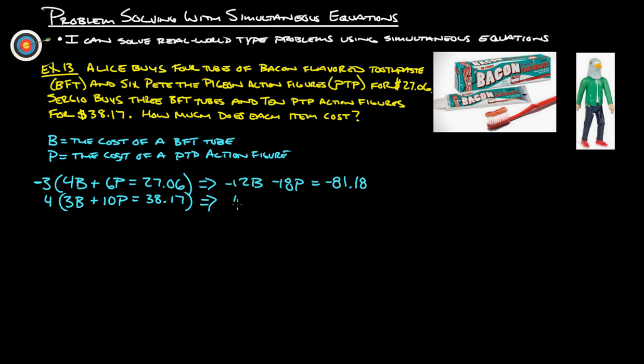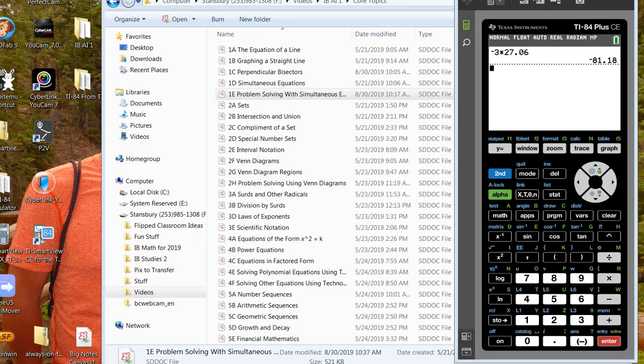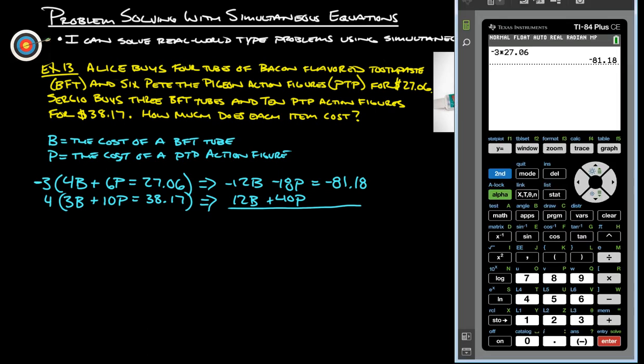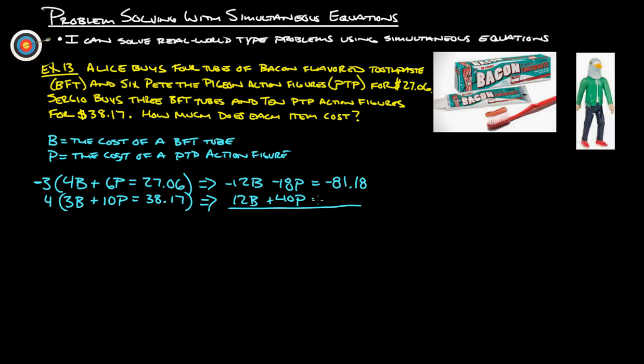And then we do the same thing here. 4 times 3b is 12b. See how these are going to end up eliminating each other. That's what we wanted. 4 times 10p is 40p. And 4 times 38.17 is 152.68.